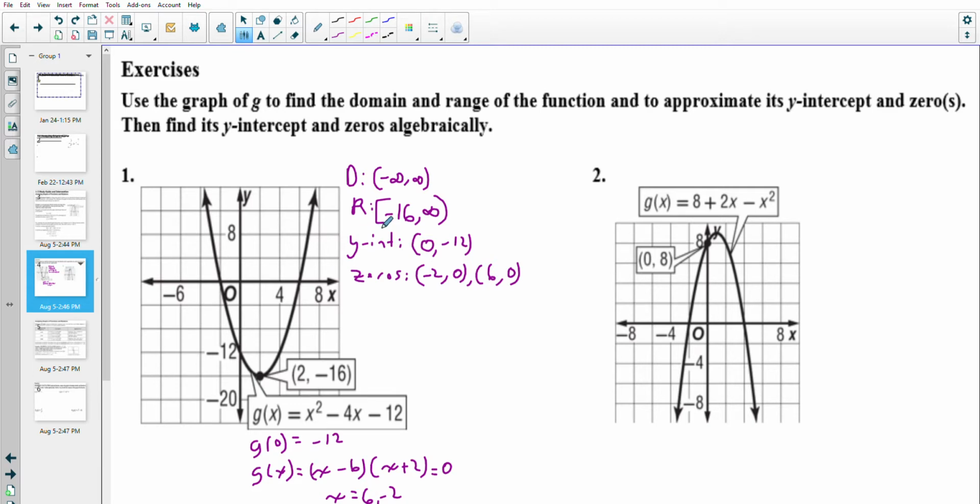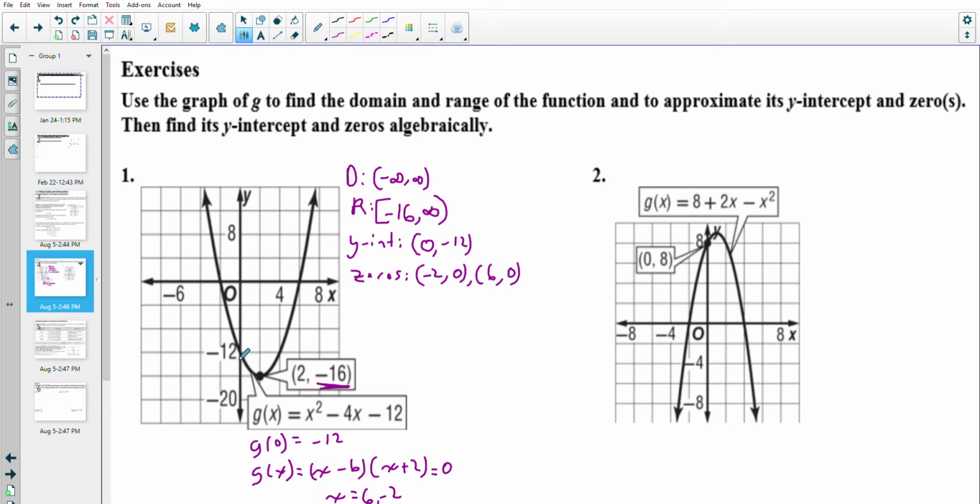The range is going to be all of the y's that are covered. The y's that are covered in this graph are going to be from this point all the way extended up. How can you represent that? You're looking at the negative 16. The negative 16 is going to be the least or the minimum y value, and go to positive infinity, written like this. Again, bracket means including, parenthesis not including.